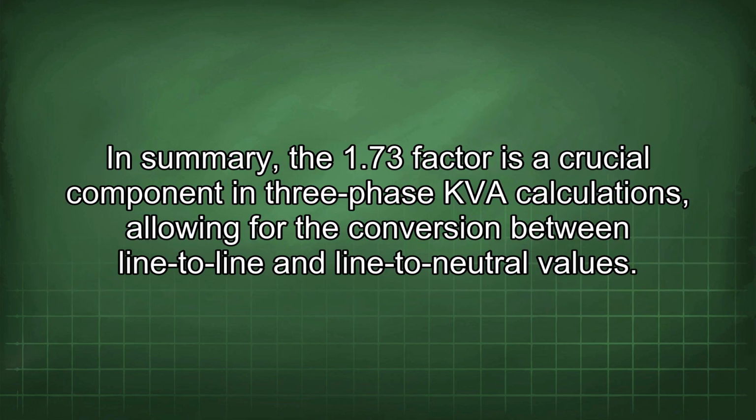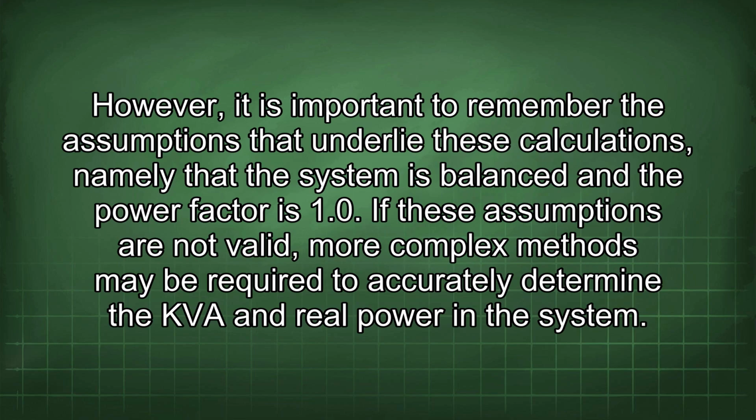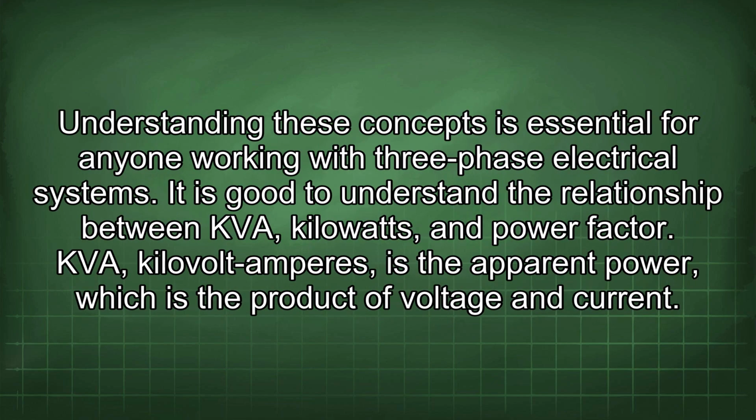In summary, the 1.73 factor is a crucial component in three-phase KVA calculations, allowing for the conversion between line-to-line and line-to-neutral values. However, it is important to remember the assumptions that underlie these calculations, namely that the system is balanced and the power factor is 1.0. If these assumptions are not valid, more complex methods may be required to accurately determine the KVA and real power in the system. Understanding these concepts is essential for anyone working with three-phase electrical systems.